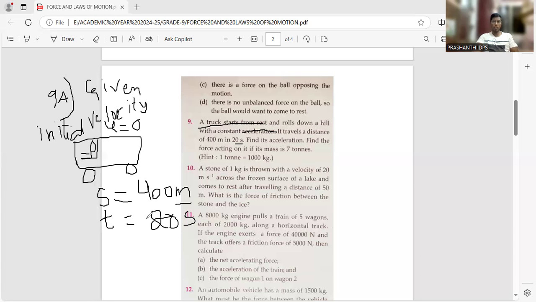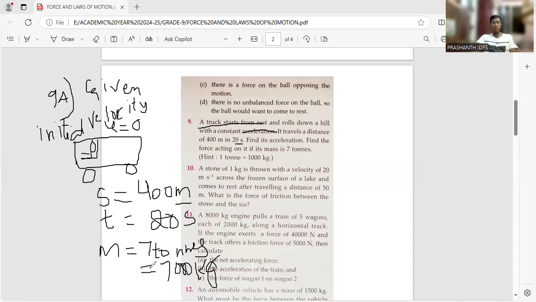If its mass is 7 tons, he has given mass also. M is equal to how much? 7 tons. So 1 ton is equal to how many kilograms? Because ton is not an SI unit, right? It's a bigger unit, so we need to convert it into SI unit. So 1 ton is equal to 1000 kilograms. Then 7 tons will become 7000 kilograms. So the value will be 7000 kg.